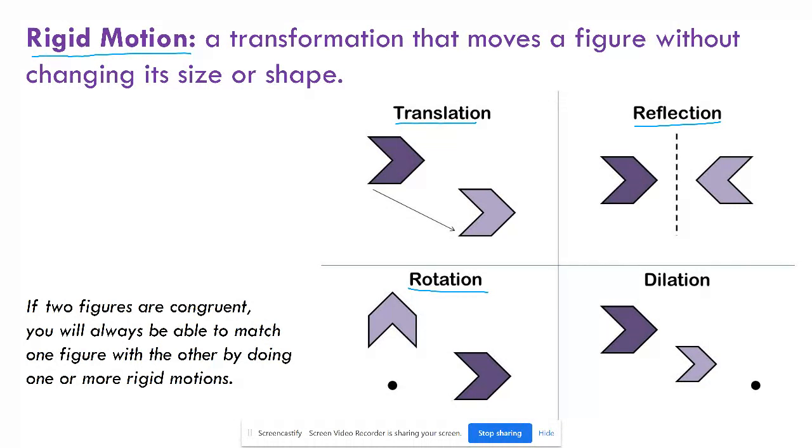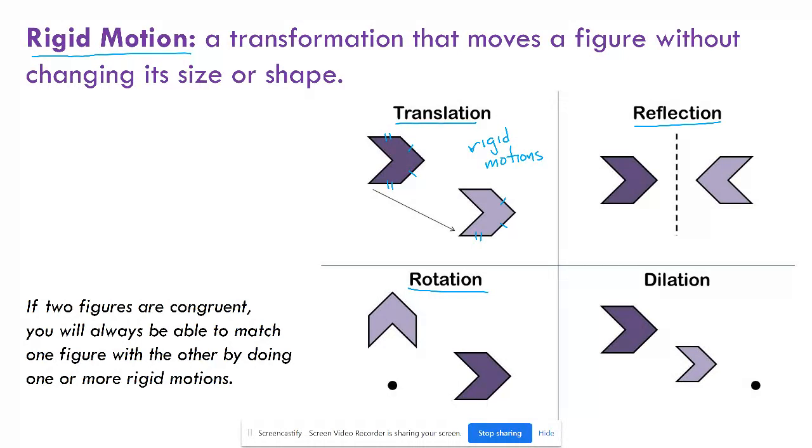So if you look at this translation going from the dark purple to the light purple, all the sides still are exactly the same length. They do not change at all. The shape is exactly the same. All the angles are the same. Same thing with the reflection and with the rotation. So translations, reflections, and rotations are called rigid motions.